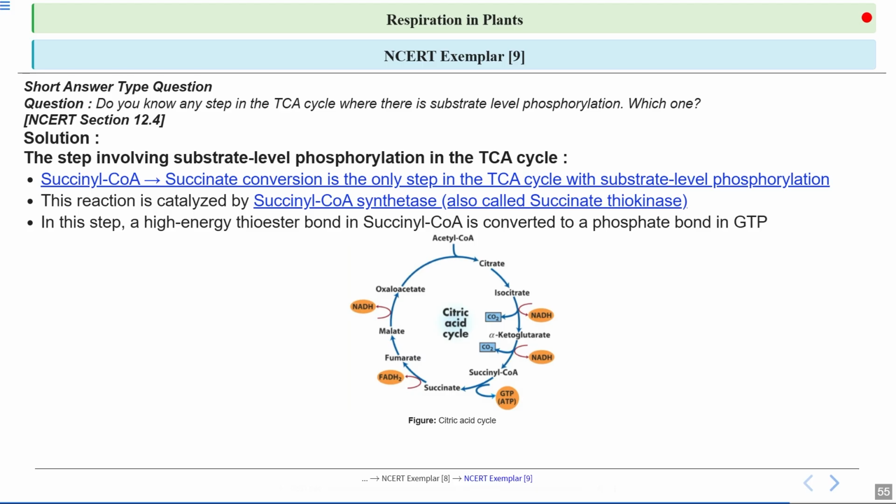So here in the image, it shows the citric acid cycle. The step where succinyl coenzyme A is converted to succinate is where substrate level phosphorylation is taking place. And it is catalyzed by the enzyme succinyl coenzyme A synthetase.